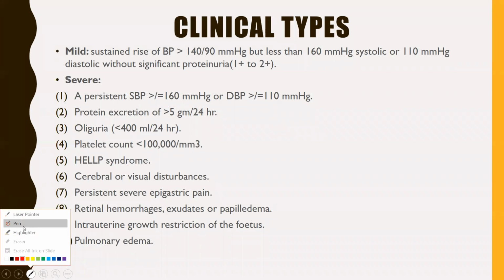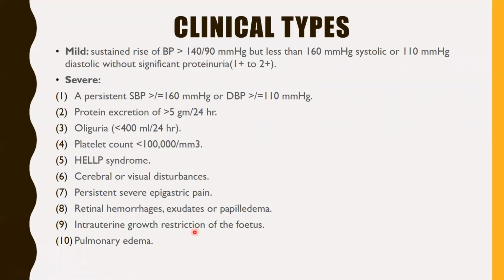And then the excretion of protein in urine is going to be greater than 5 grams per 24 hours, or the dipstick reading is going to be 3+. And then the platelet count is going to be less than 100,000 per cubic millimeter. The patient can also present with HELP syndrome, and we're going to look at it as we look at the pathogenesis as well as the pathophysiology.